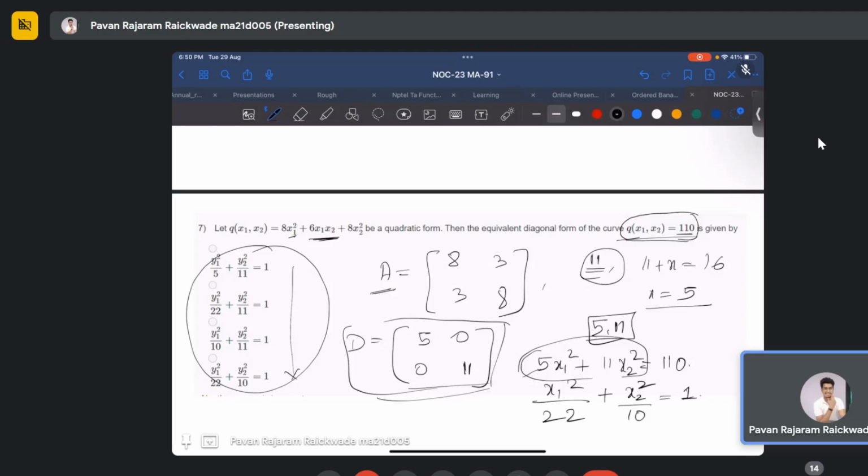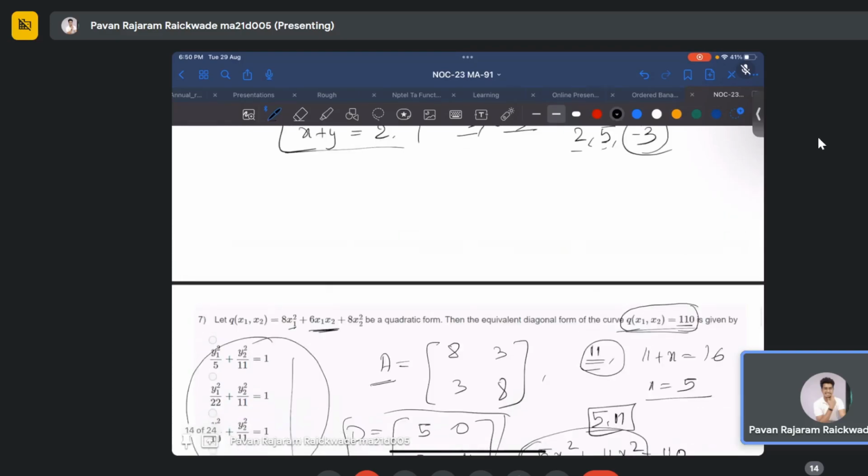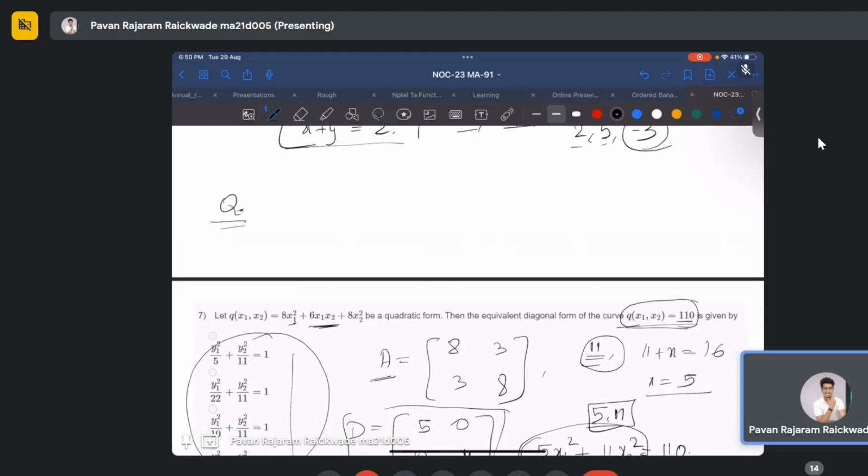What goes behind all this, diagonal forms and quadratic forms, maybe I can explain next time. Okay, what's the question? The geometrical meaning of quadratic forms.